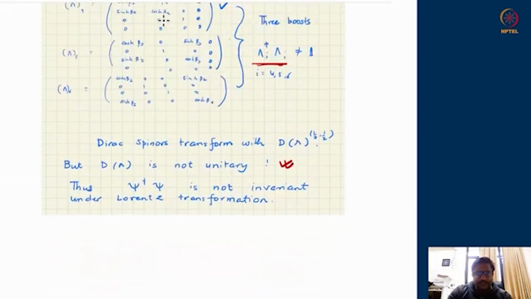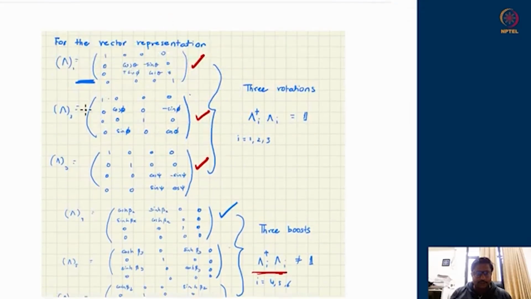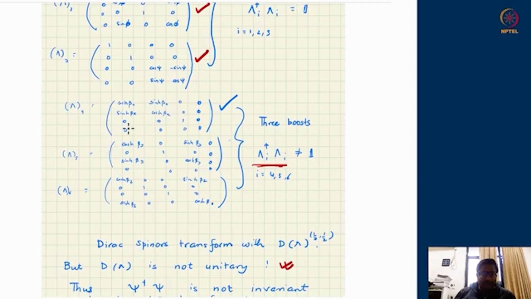We have seen the examples of rotation matrices in the vector representation, which are these three matrices which are doing rotations about the x-axis, y-axis and z-axis. And similarly, there are three boost matrices of transformation, which are boosts along the x-axis, y-axis and z-axis.